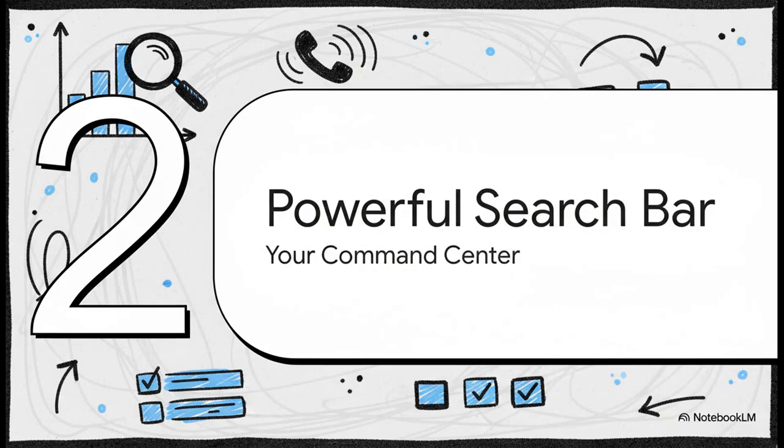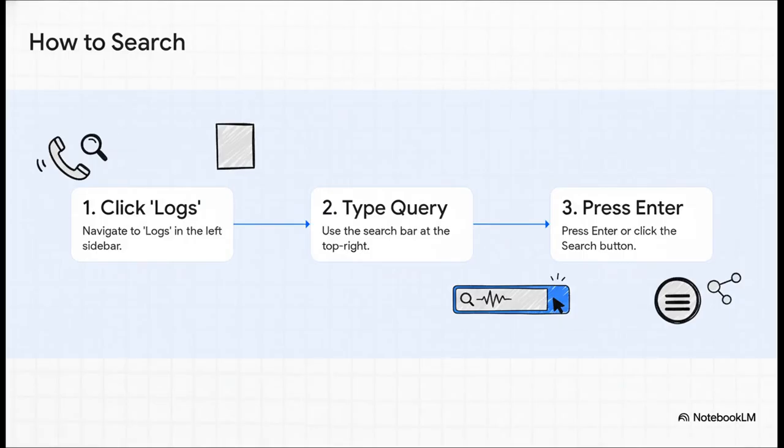Okay, so first up, let's talk about your most direct tool, the search bar. Think of this as your command center for any quick lookups. And using it is, honestly, as simple as 1, 2, 3. First, you just head over and click on Logs in the menu on the left. Second, type what you're looking for into that search bar at the top right. And third, just hit Enter. That's it. The system does the heavy lifting and instantly finds what you need.